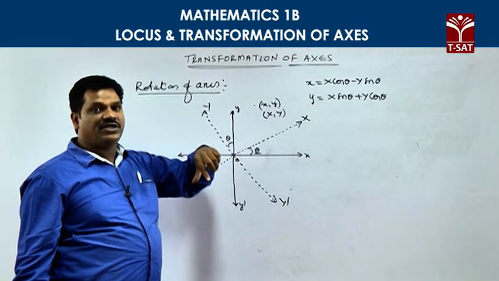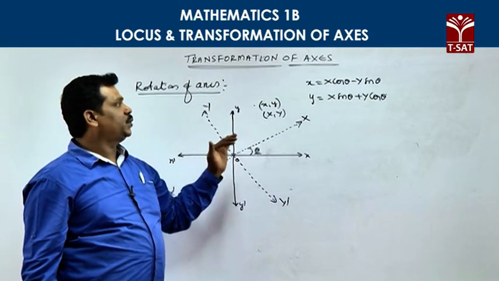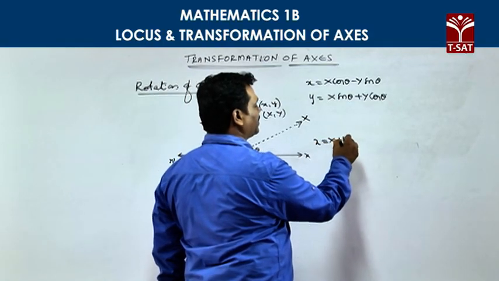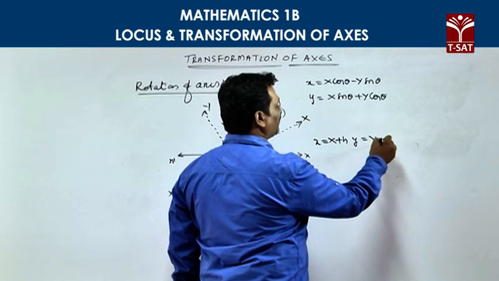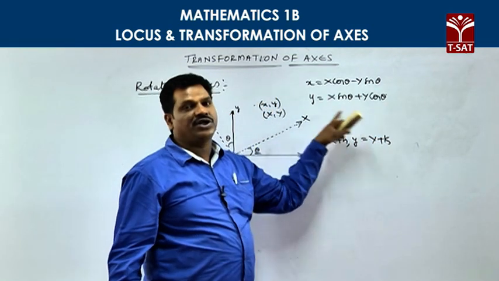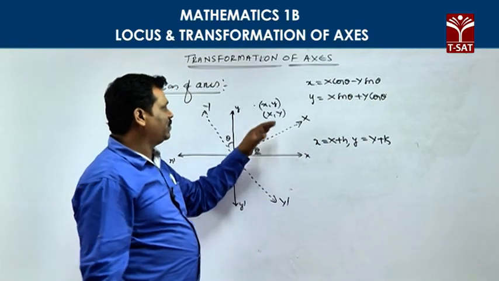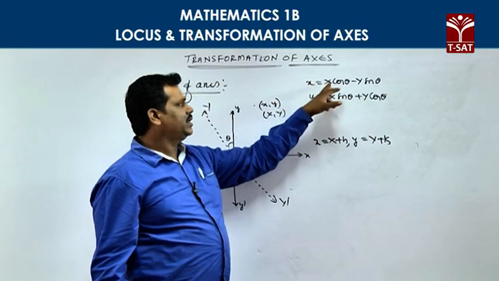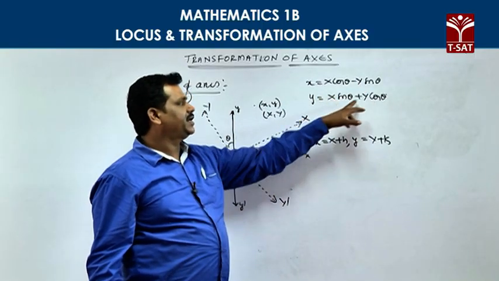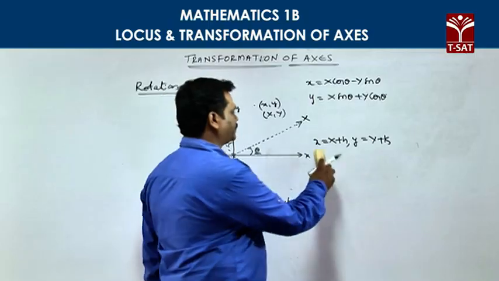In the previous definition, the relation between original and new axes by translation of axis is small x equals capital X plus h, small y equals capital Y plus k. This is translation of axis. And this is rotation of axis: the relation between original axes and new axes is small x equals capital X cos theta minus capital Y sin theta, small y equals capital X sin theta plus capital Y cos theta.